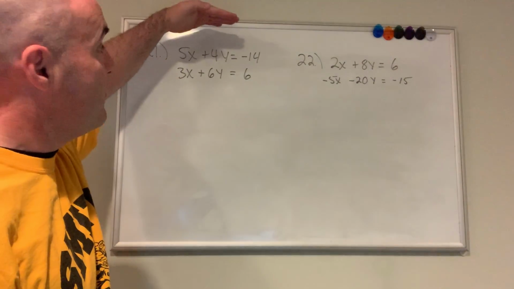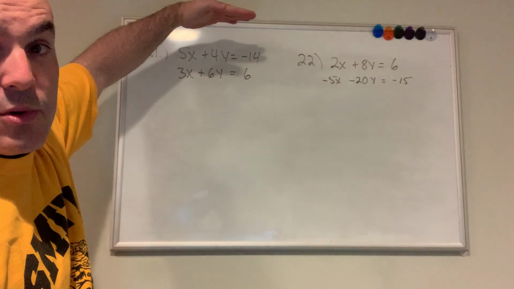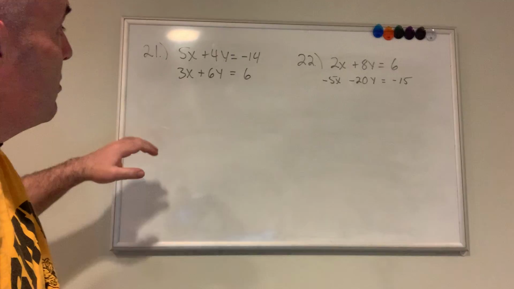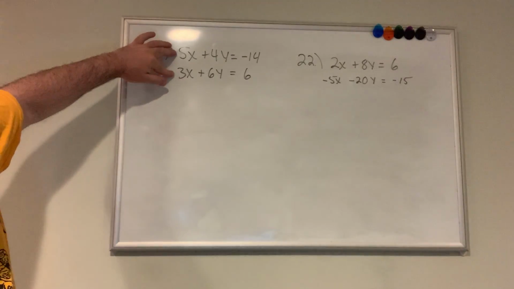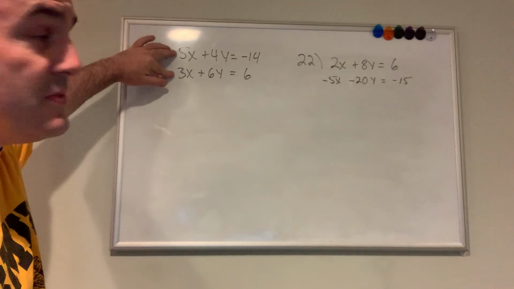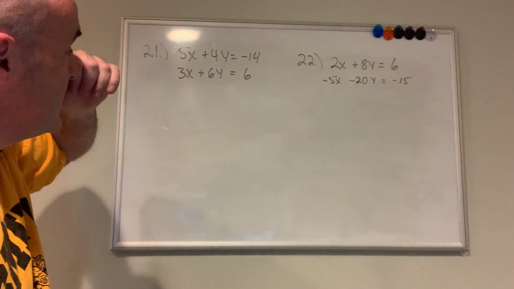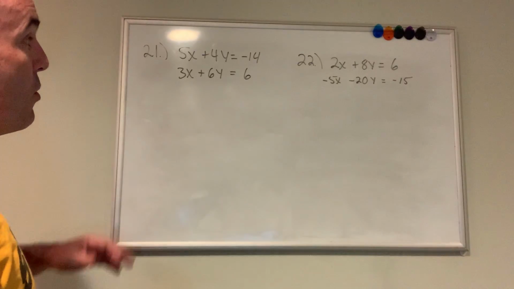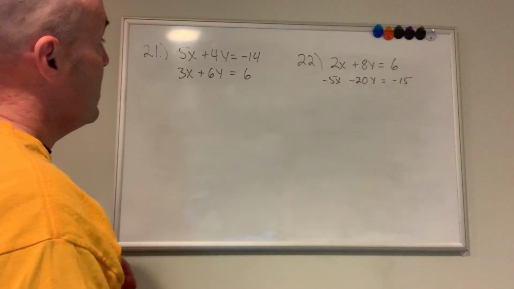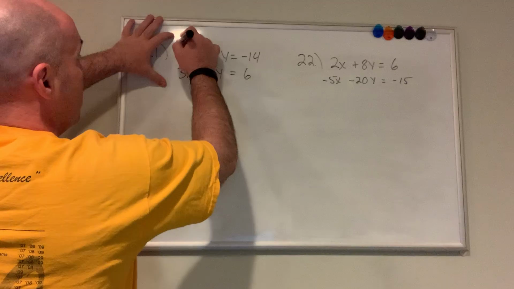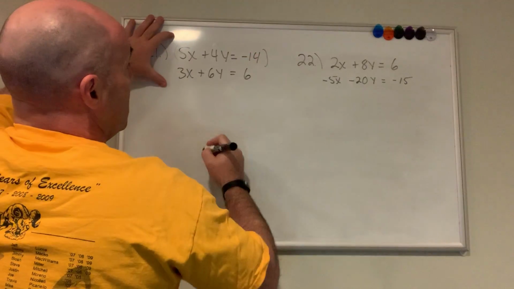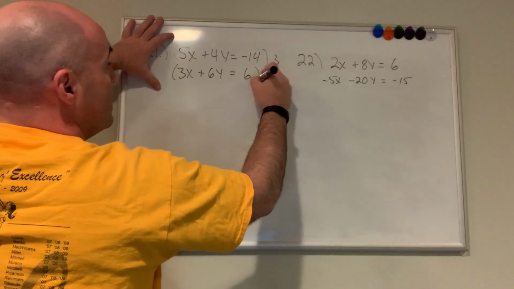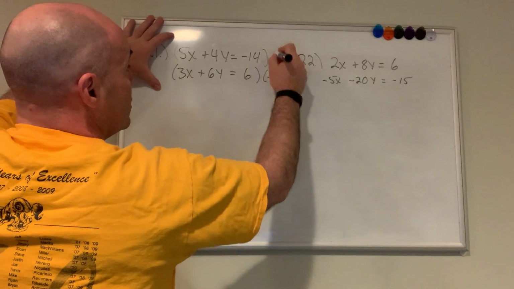So we've got 5x plus 4y is equal to negative 14, and 3x plus 6y is equal to 6. Looking at 5 and 3, that would have a least common multiple of 15. 4 and 6 would have a least common multiple of 12. So I'm going to focus there. Remember, one's got to be positive, one's got to be negative. So I'm going to multiply the top by a positive 3, and the bottom by a negative 2.